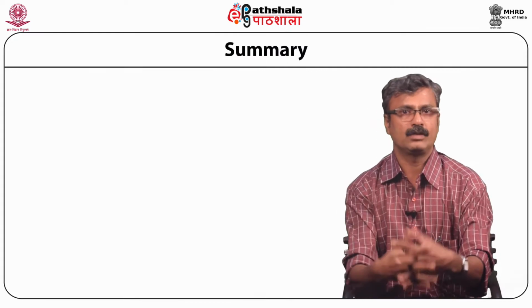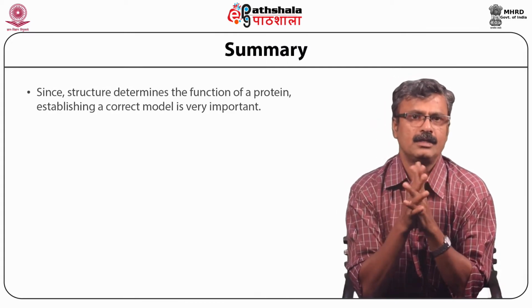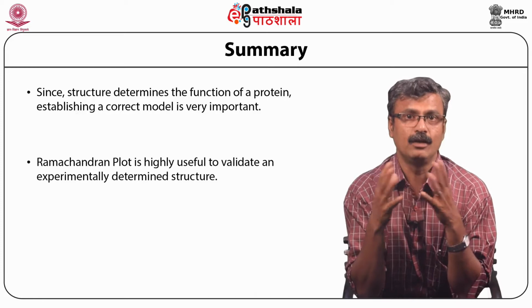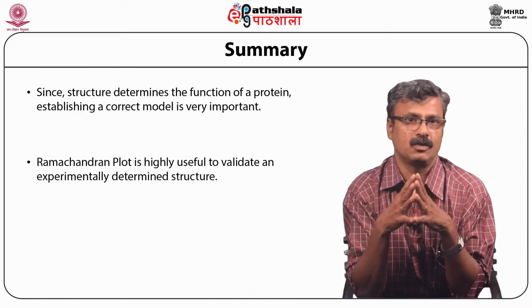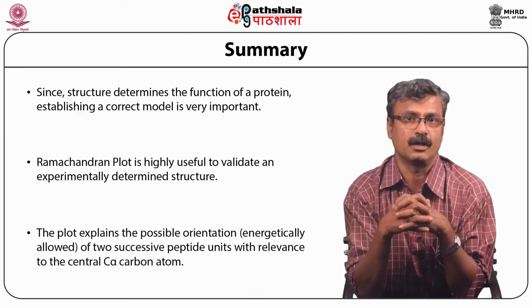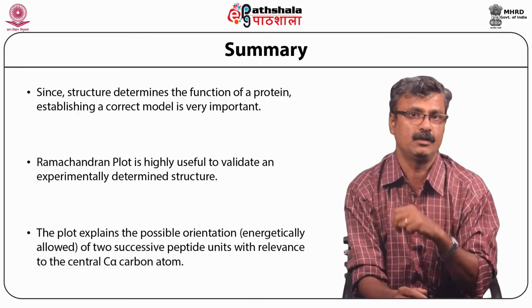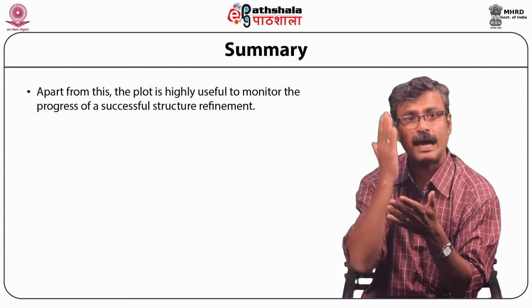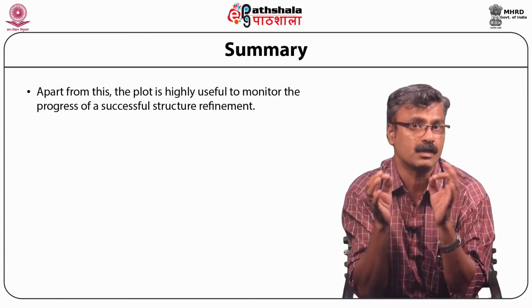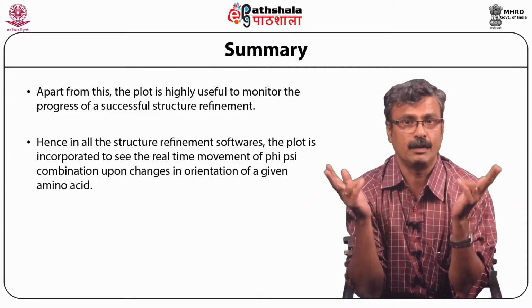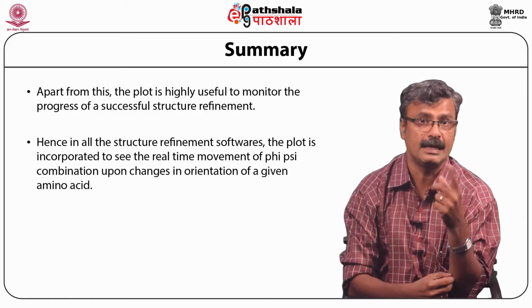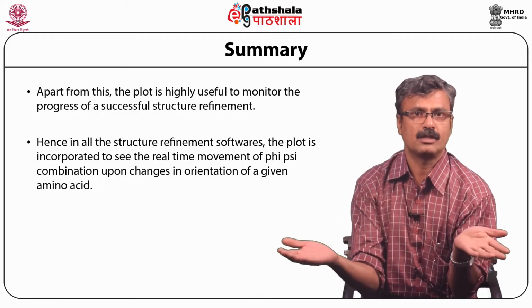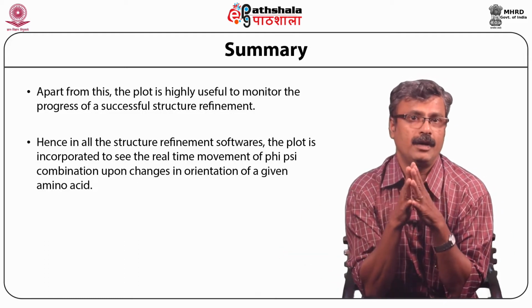That's the idea. Let us now summarize what we have learned in this module. Since structure determines the function of a protein, establishing a correct model is very important. The Ramachandran plot is highly useful to validate experimentally determined structures. The plot explains the possible orientations, which means energetically allowed, of two successive peptide units with relevance to the central C-alpha carbon atom. Apart from this, the plot is highly useful to monitor the progress of successful structure refinement. Hence, in all the structure refinement software, the plot is incorporated to see the real-time movement of phi-psi combinations upon movement of the residues.